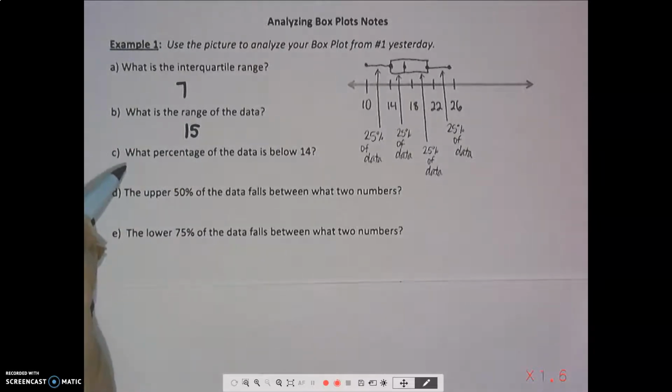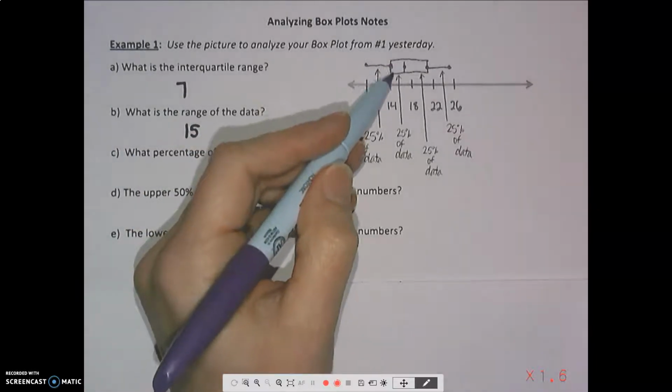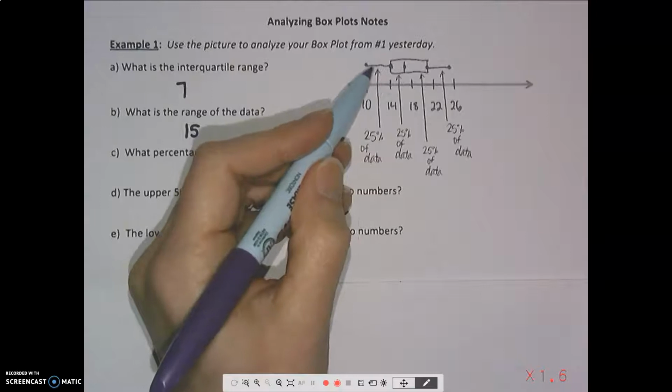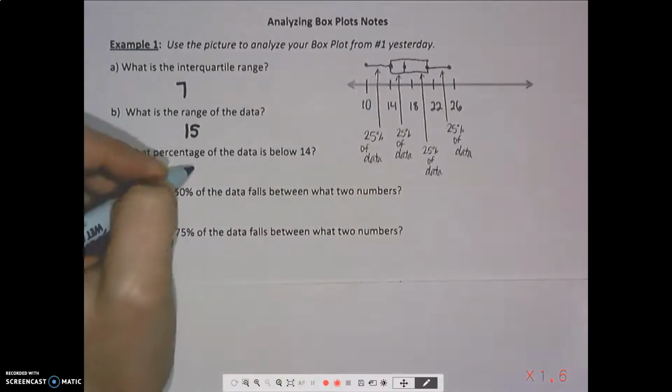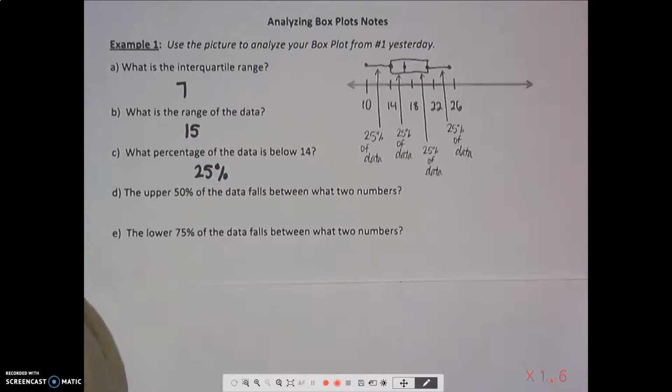What percentage of the data is below 14? So here's 14. 14 is that lower quartile. That means that there's only one chunk of information and one chunk is 25%.